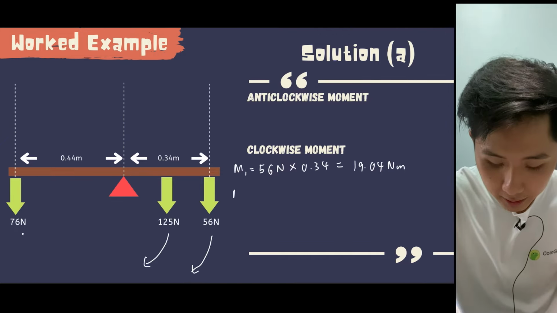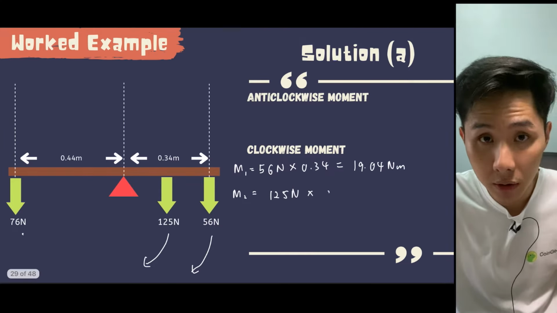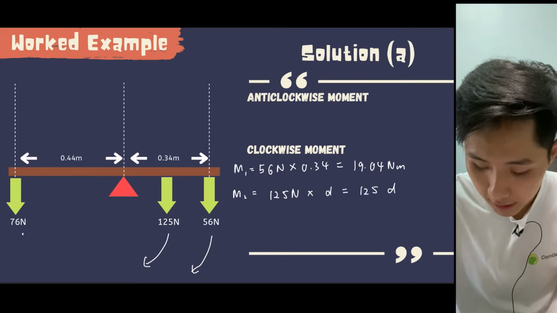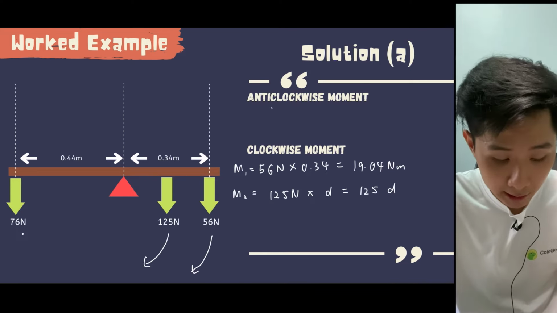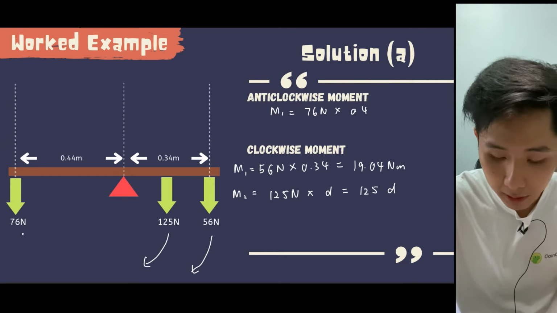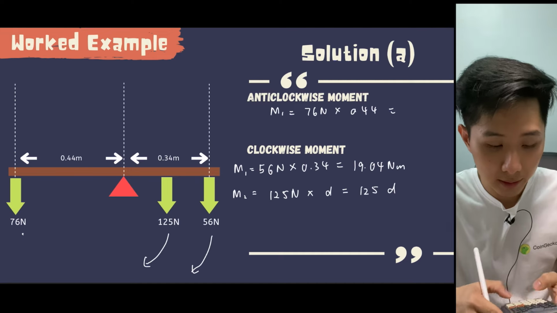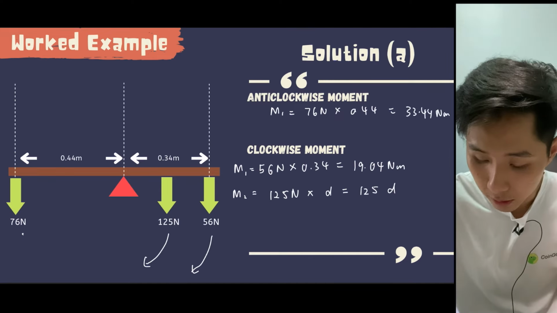And that's M1. And for M2, I'm going to have 125 Newton, but I'm not sure where I should put it. So I'm going to leave it as unknown. So I'm going to have 125 D. Whereas I can actually calculate the anti-clockwise moment by using 76 multiplied by 0.44. I will have 33.44 Newton meter.